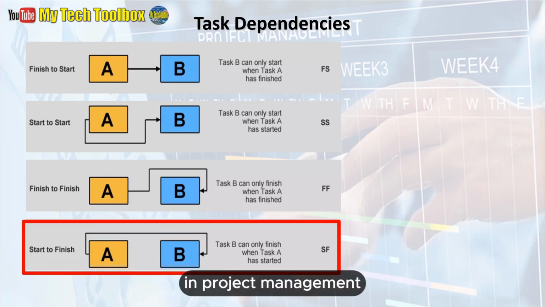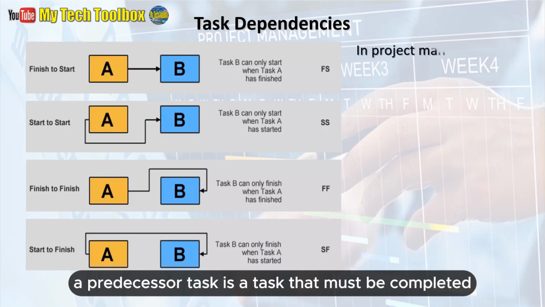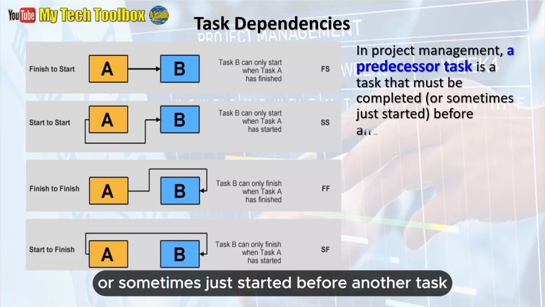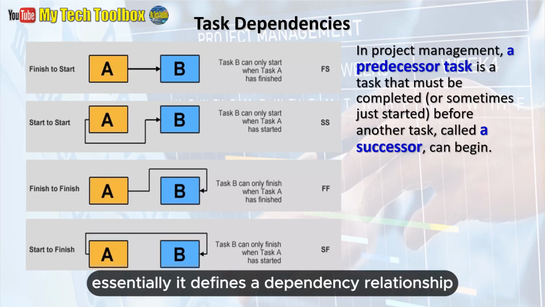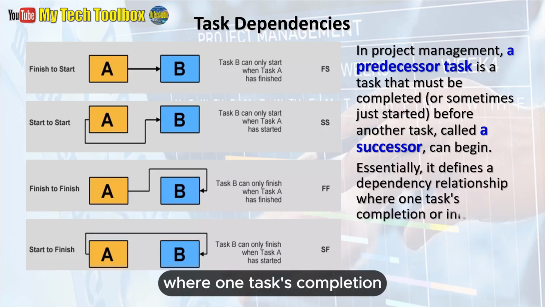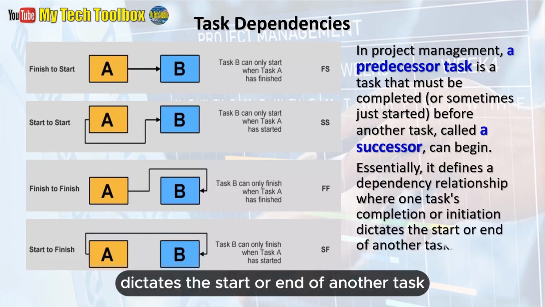In project management, a predecessor task is a task that must be completed, or sometimes just started, before another task, called a successor, can begin. Essentially, it defines a dependency relationship where one task's completion or initiation dictates the start or end of another task.